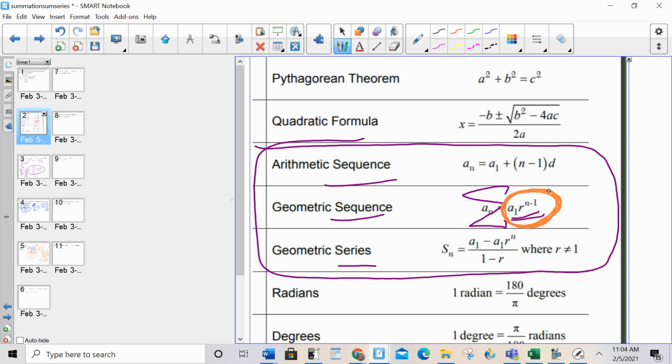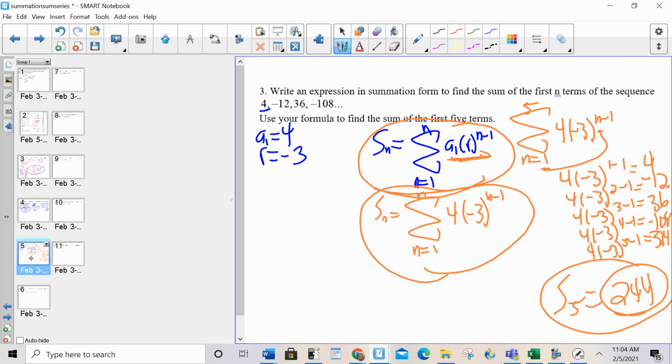So is it on the reference sheet? Kinda. You have to understand that I'm putting the sequence formula in front of a summation. Once you have that, you're just subbing in for A1 and R, just like you did in the sequence formula. And then to evaluate the first whatever terms, that number goes up top. And then you're evaluating the summation by substituting the number on the bottom in for n, and you keep on going till you get to the number on top.